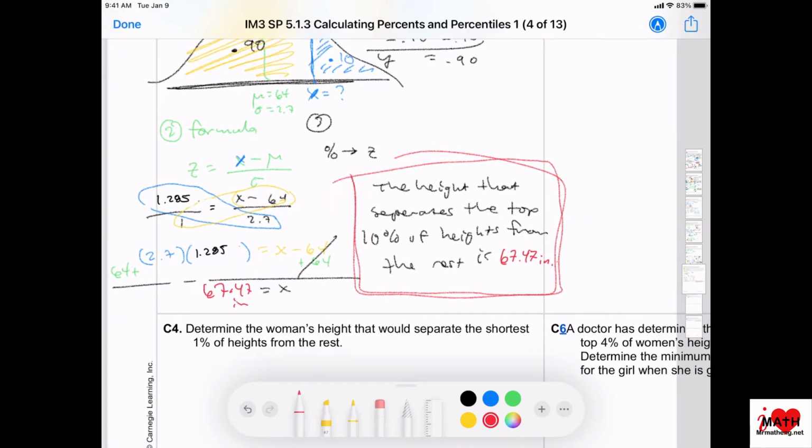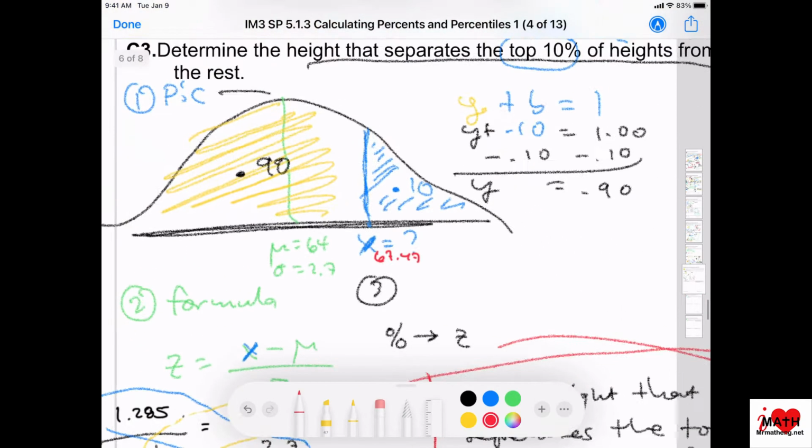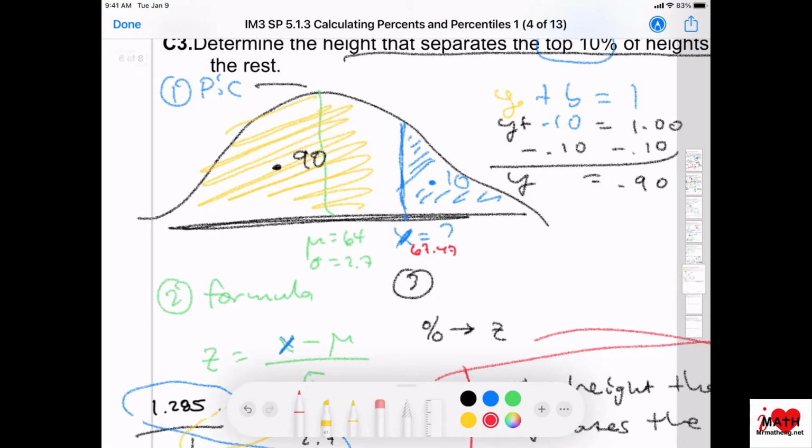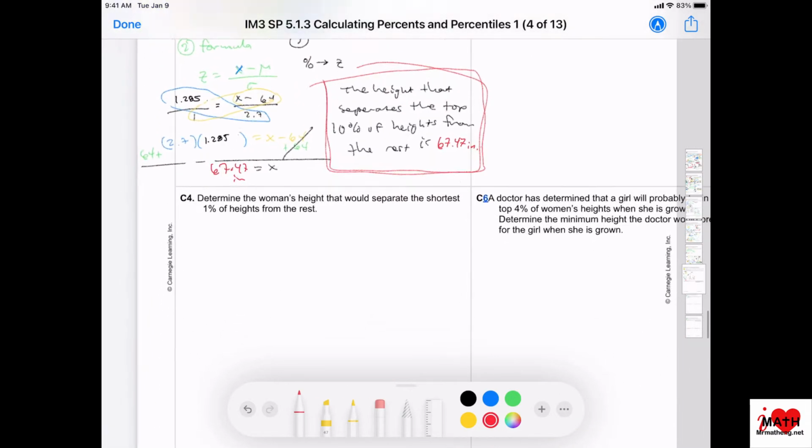Because guys, if you think about this backwards, you can actually use your calculator. If you used our last video, you can use normalcdf, right? This is your lower. This is your upper. You have the mean, you have the standard deviation, and if you put that into your calculator, 67.47, you will get that yellow area to be 0.90. All right, let's do one more.